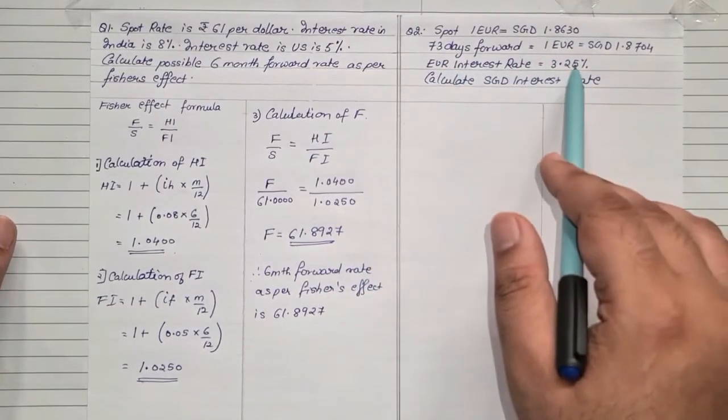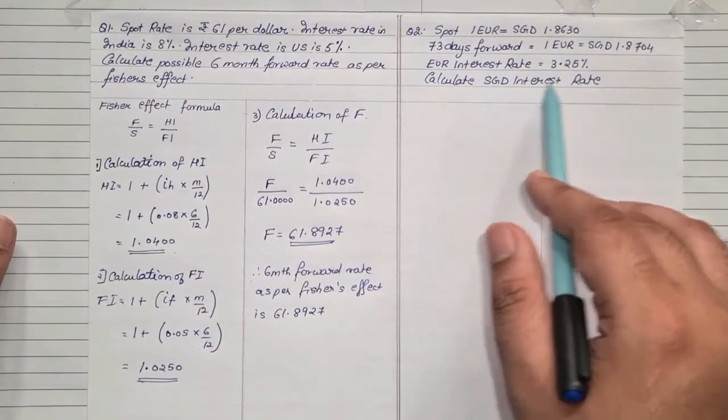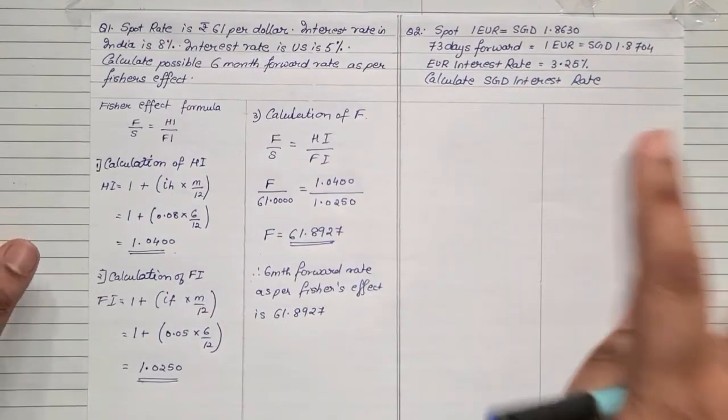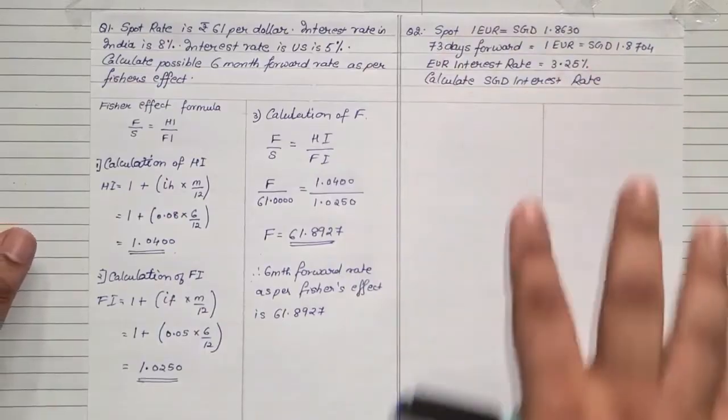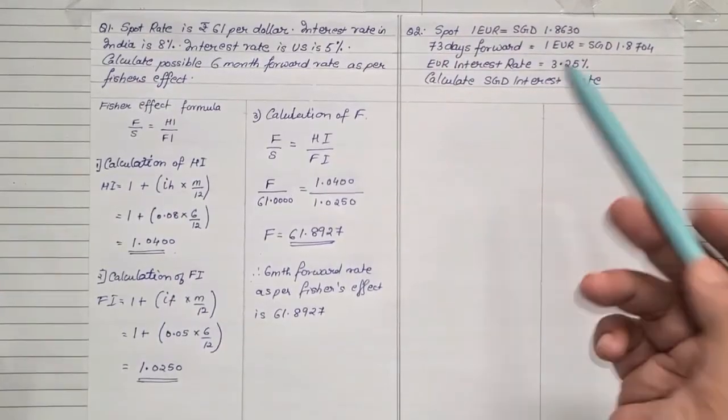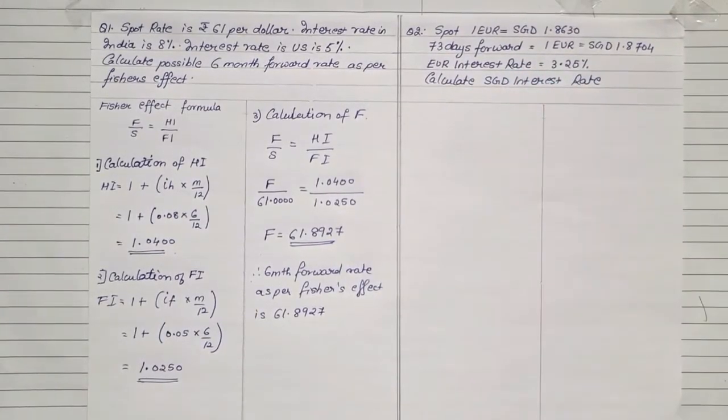Euro interest rate is given, and now they're asking you to find the SGD interest rate. Always remember, how can you identify this sum? Now in this sum they have not mentioned whether to do it with Fisher or with what. Whenever there are 2 interest rates in a question, always remember it will be based on Fisher's effect.